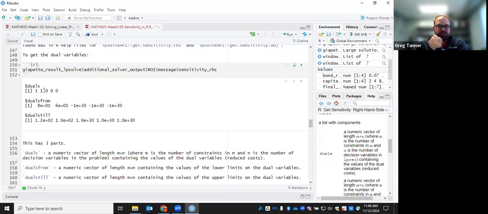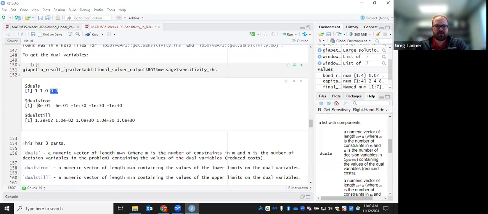And so we see the same row duals of 1, 1, and 0, and the same column duals of 0 and 0. They're just in a different order than maybe I would necessarily expect. Okay. The duals from and duals till give the lower and upper limits on the dual variables. More of they give you the lower and upper bounds on the right-hand sides.